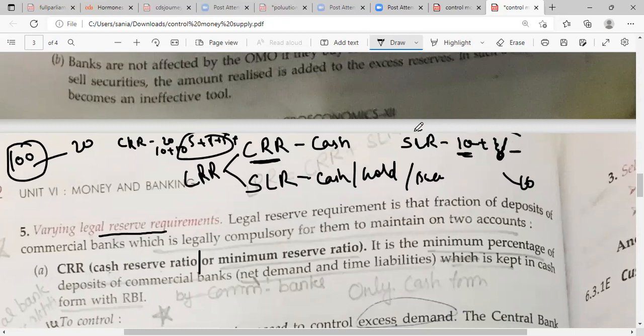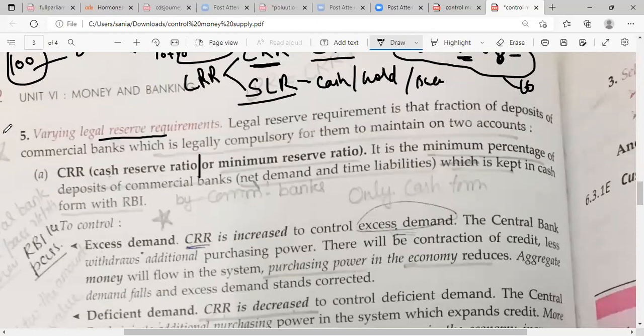Okay, so this was accepted, right? But in cash, if I ask you to give me CRR, then I will only accept cash, no gold, no security, nothing. But in SLR, LRR is of two types, CRR and SLR. So if I'm asking you CRR, then you will only give me cash. But if I ask you about SLR, you can give me anything. You can give me cash, gold, silver, any securities, I will accept that. Clear?